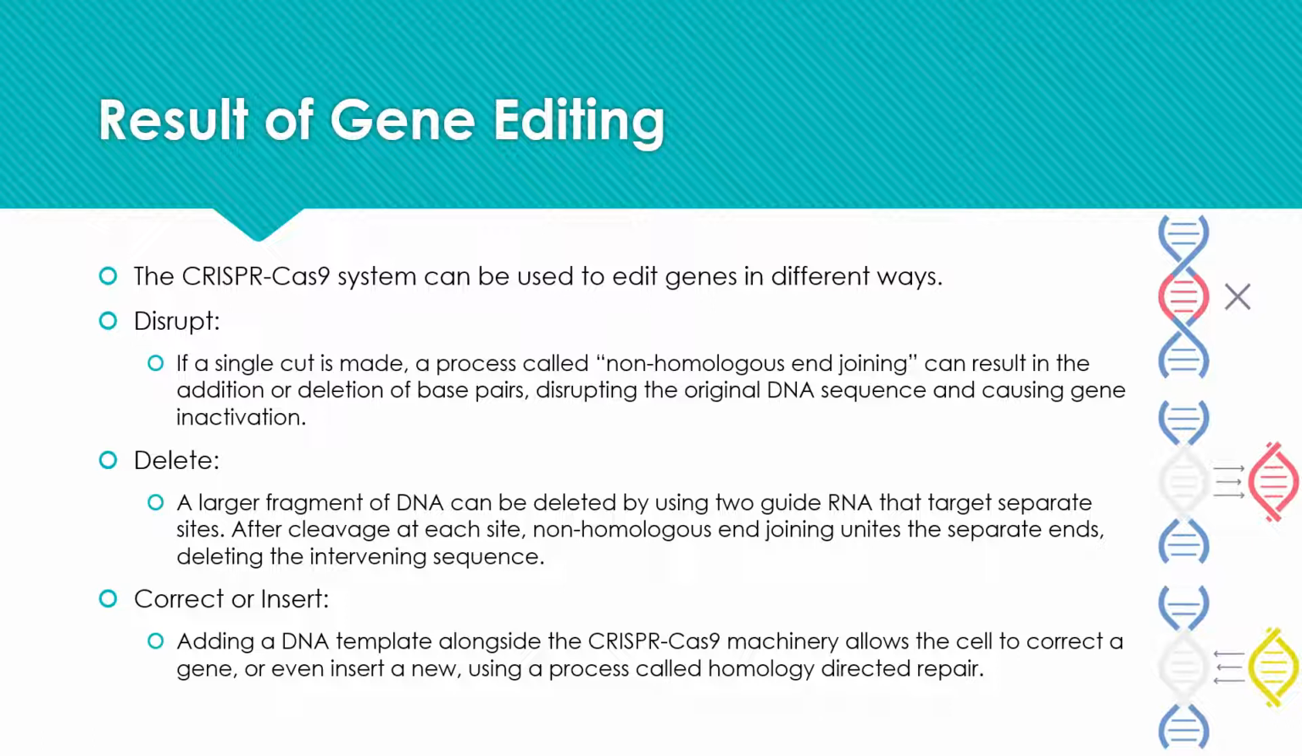So that last one's a similar thing. Disrupt means you have made a single cut, and a process called non-homologous end joining can result. This means there's no template that the DNA will be repaired along. When the CRISPR Cas9 system cuts the DNA, you're left with two broken, separated ends. Generally, those ends get somewhat degraded and they're not following any pattern as they get reattached. So non-homologous end joining: these ends aren't following the normal homology or pattern that they should be.